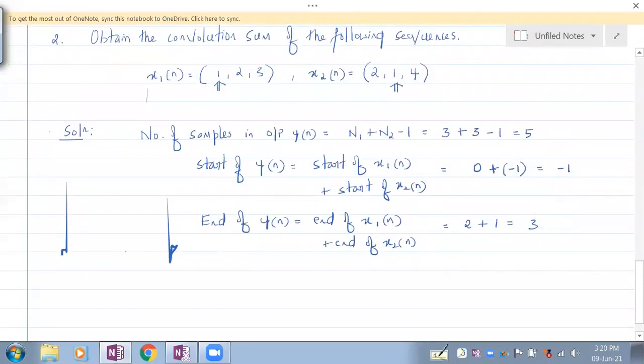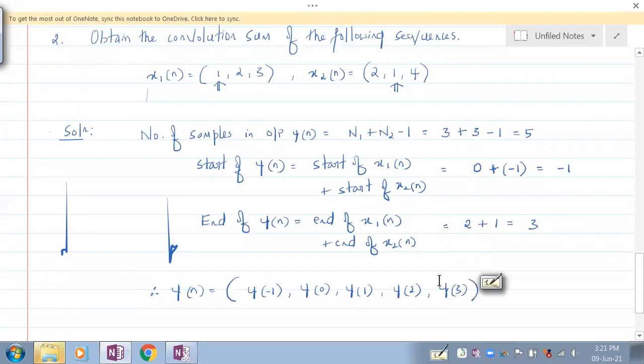Understand? So that means the y of n that we obtained should look like this. It should start at minus 1. Then you should have y of 0, y of 1, y of 2, and y of 3. So this is where it should end. So we have 5 samples, and the sample starts at n equal to minus 1 and ends at 3. So this is how your convolution sum should look.